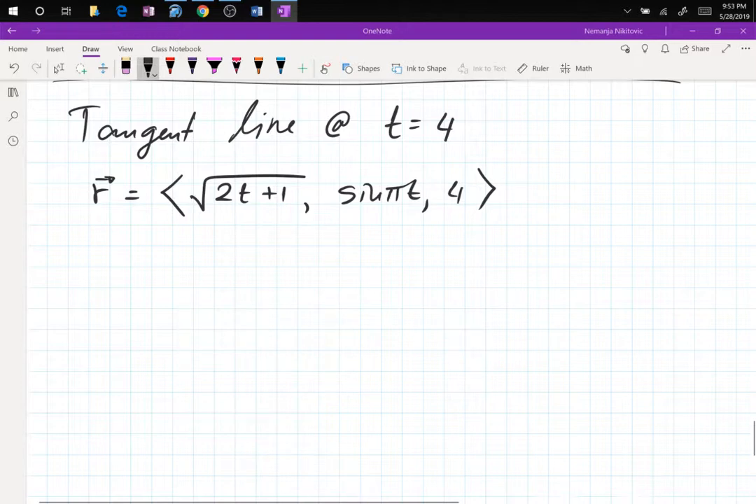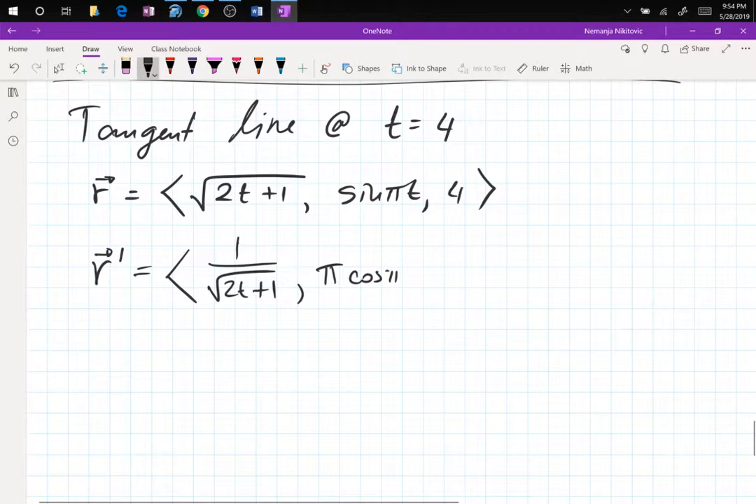Well, for a tangent line, you have to find the derivative. If it's not stated, it's the concept, but if it's stated, you just do what it said. So for the tangent line, the process is always to find the derivative. So r prime is going to be 1 over 2, no, 2 will cancel with the chain rule, so just 2t plus 1, comma, pi cosine pi t, and then 0.